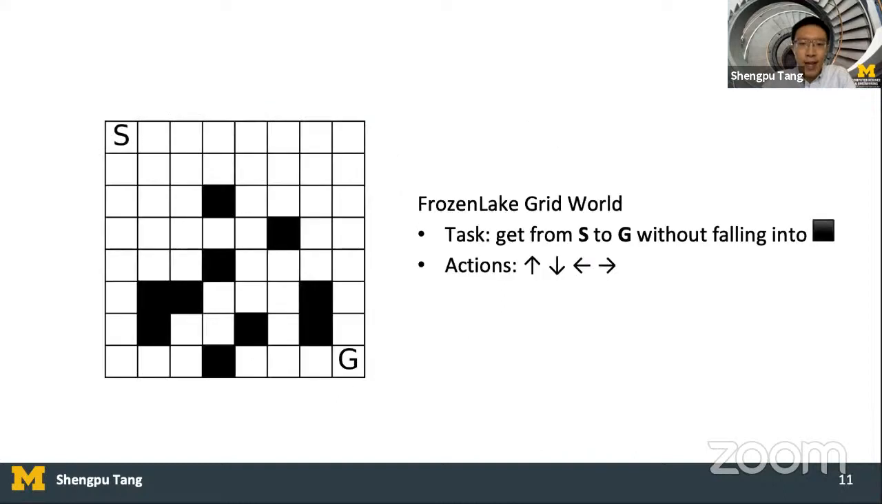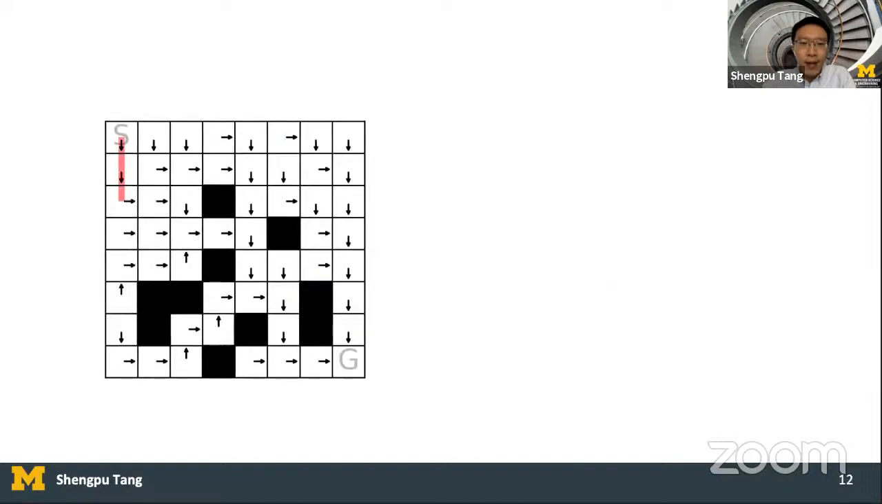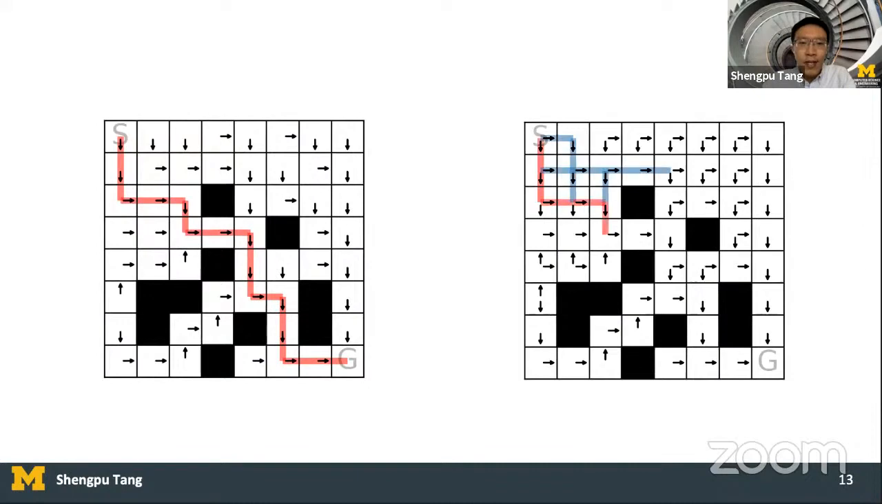Let's consider an analogy. Here, in the frozen lake environment, we want to get from the initial state S to the goal state G without falling into the lake through the black cells. Instead of identifying the single best route, a set-valued policy maps each state to multiple near equivalent actions, thereby finding multiple routes to navigate the world.